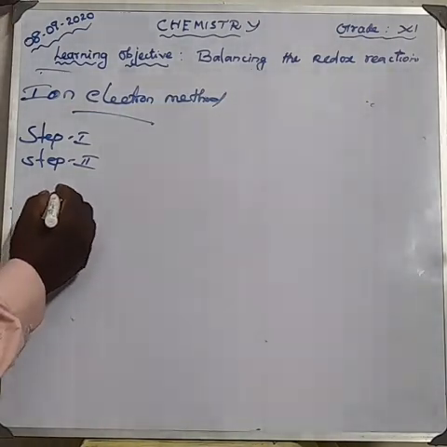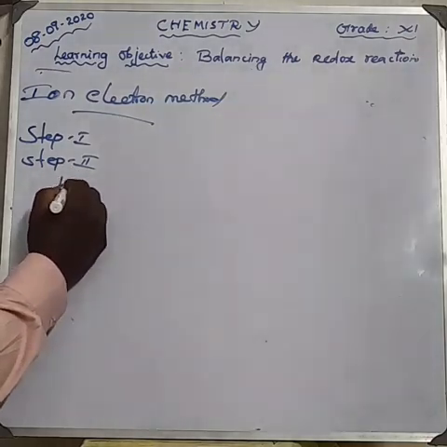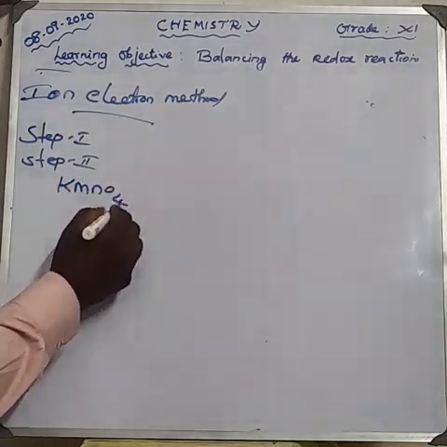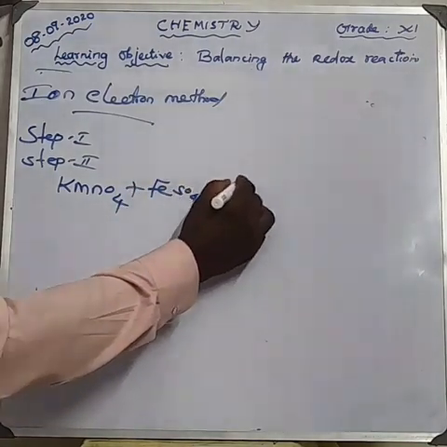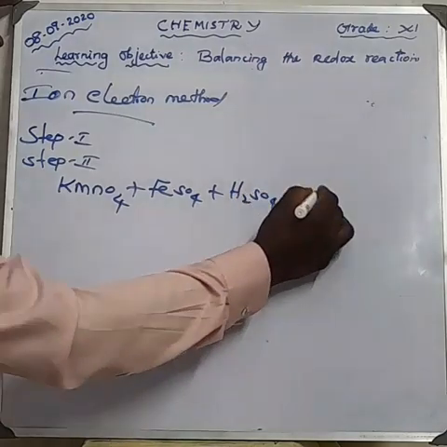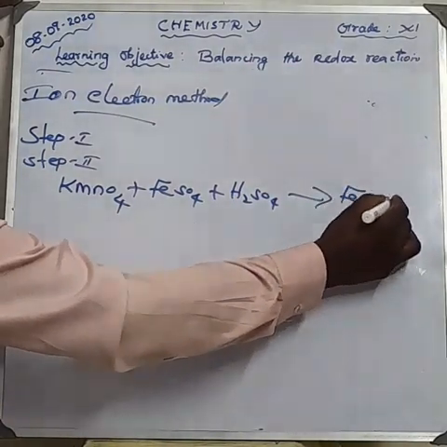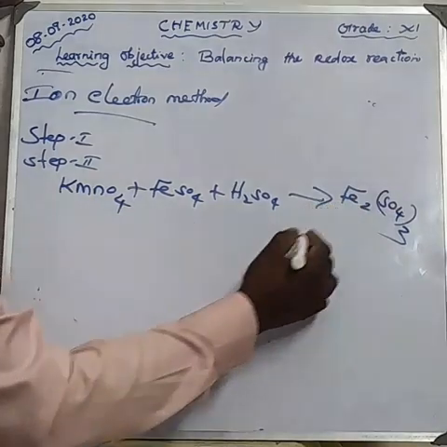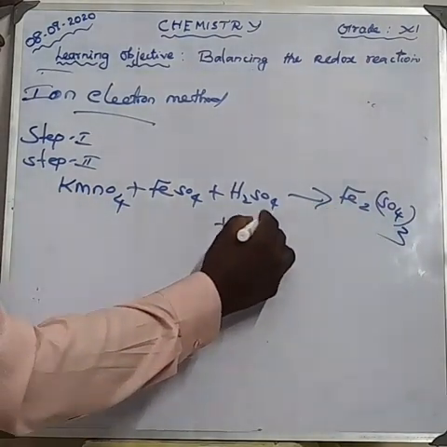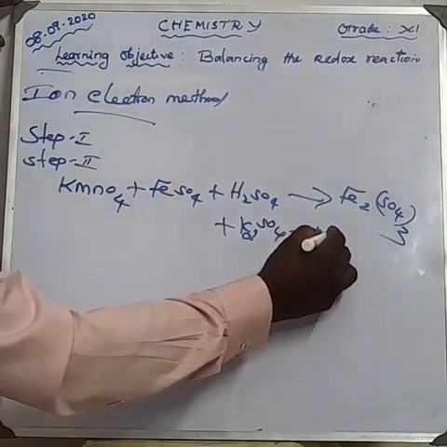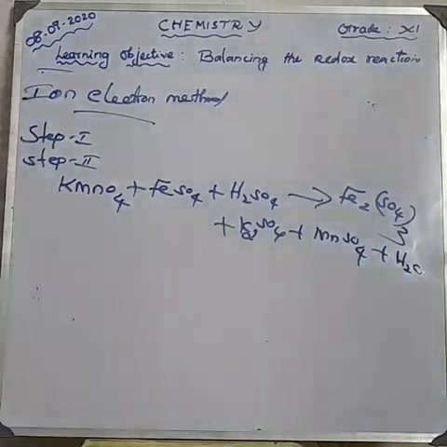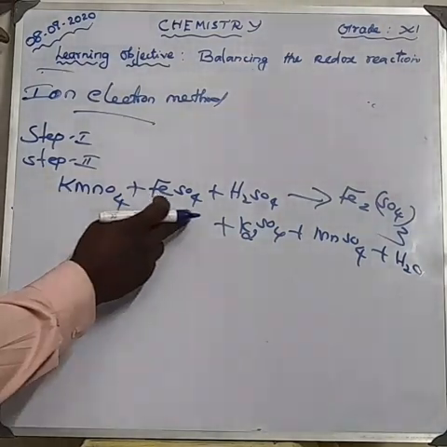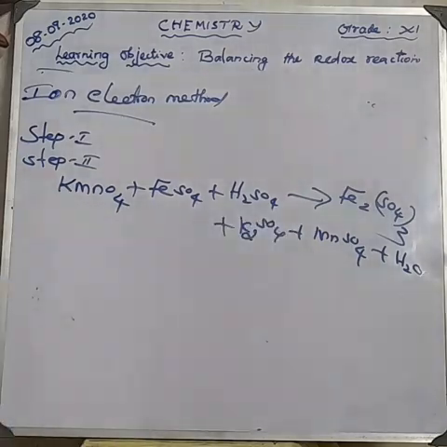That is the reaction between potassium permanganate KMnO4 plus ferrous sulfate FeSO4 plus sulfuric acid. We get Fe2(SO4)3 plus K2SO4 plus MnSO4 plus water. Already we learned that one equation, many times. Okay. Here, the first one is the reactant, the second one is the product.